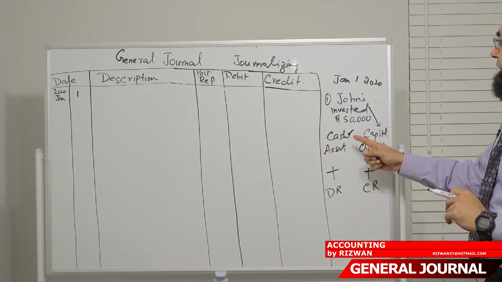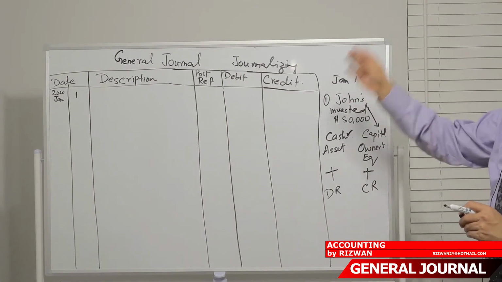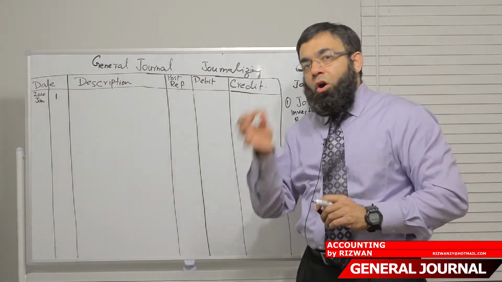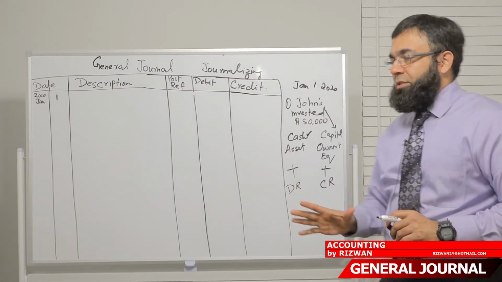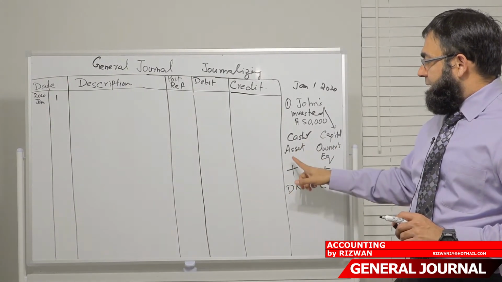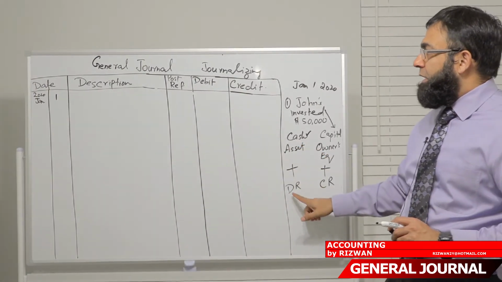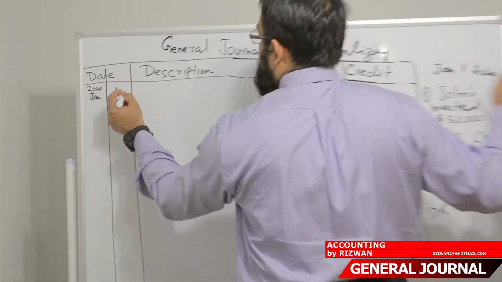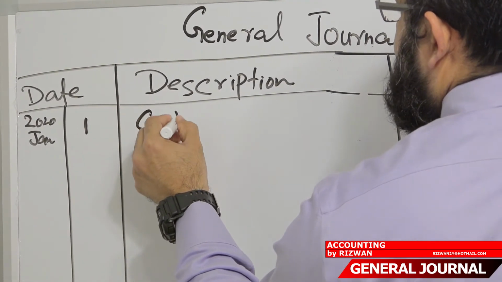Always remember one thing, guys: when you start the general journal, always put the debit account first. So which account is debited over here? I abbreviated it with DR, which is debit. So the cash account is debited, and I'll put cash over here, a little bit on the left-hand side.